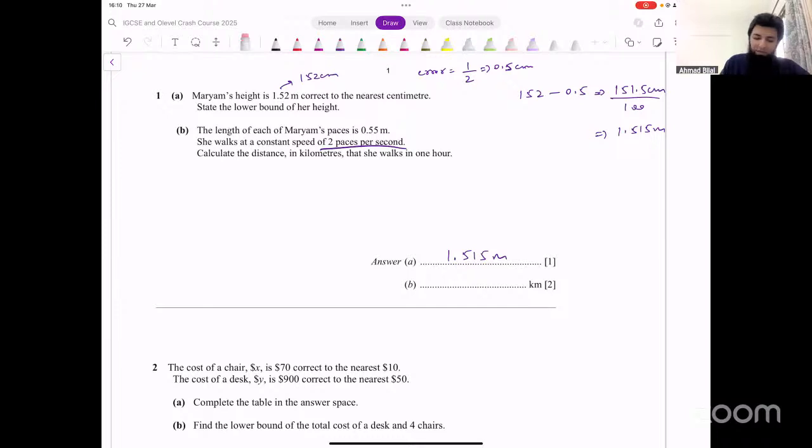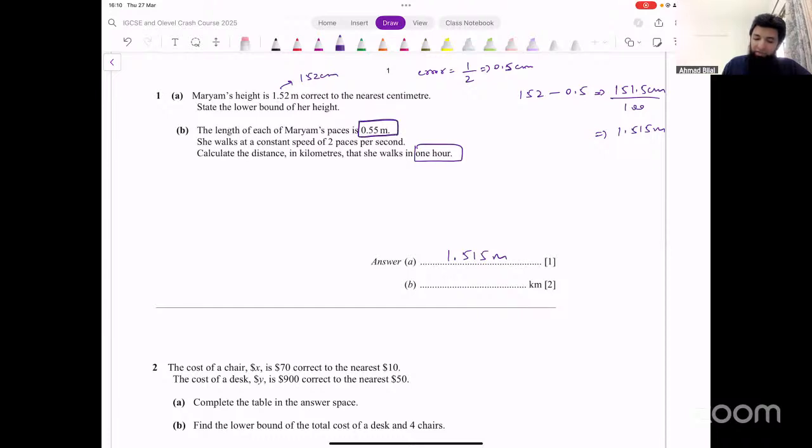Okay, now that's not something that requires limits of accuracy as such. We've got the length of 1 pace. She is walking at a speed of 2 paces per second. The distance in kilometers that she walks in an hour. How can we calculate that? We know the total time, that is in hours. Now there's too many units that we have here.